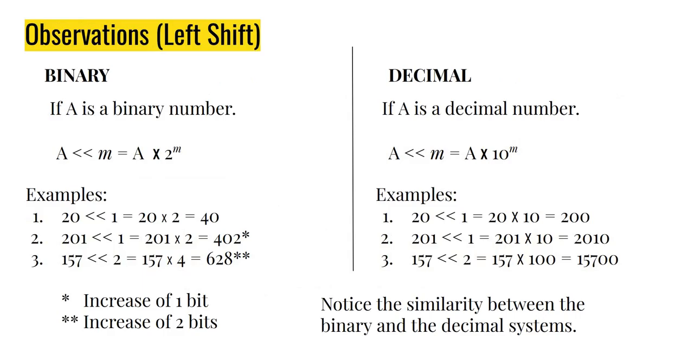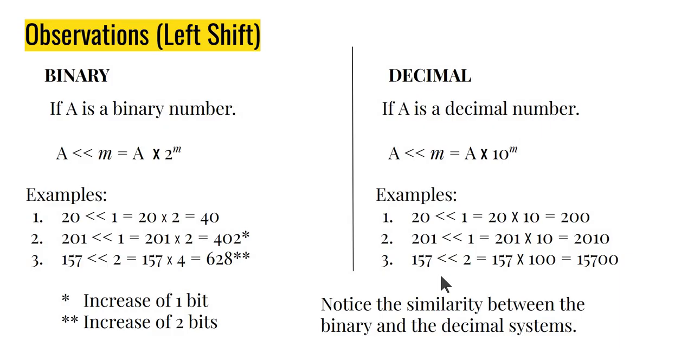Now, it helps to do a bit of compare and contrast with the decimal system. If I were to do 20 left shift by 1, I would basically add a 0 at the end. I'll multiply by 10. 201 left shift by 1, I'll add a 0 at the end, and I'll be multiplying also by 10. 157 left shift by 2, I'll be multiplying by 100 and I'll end up with 15700.